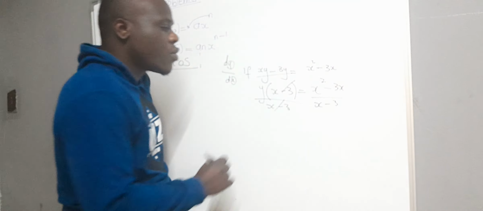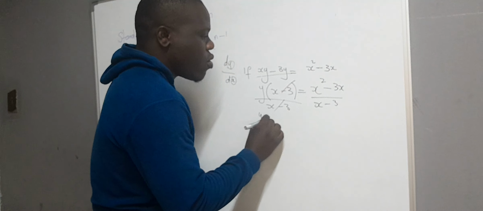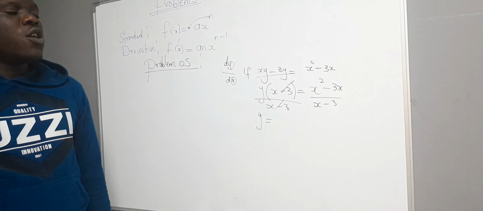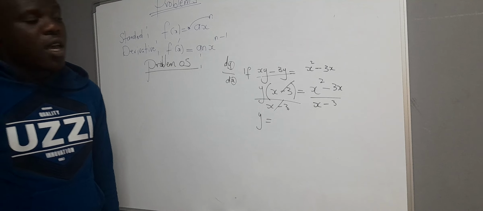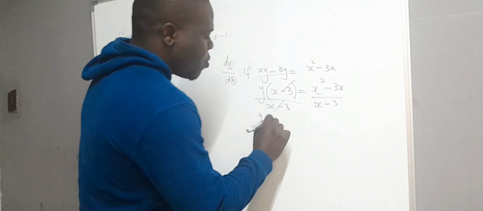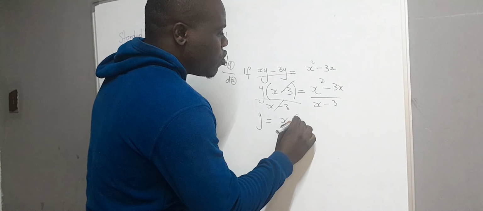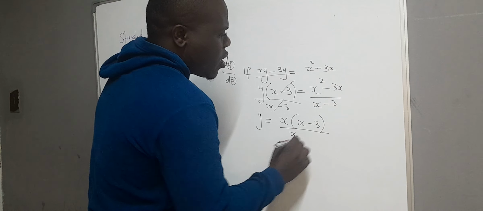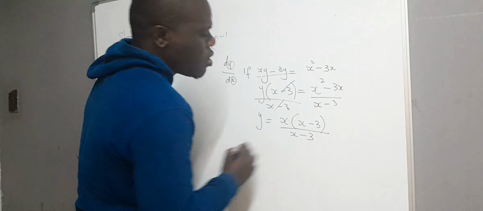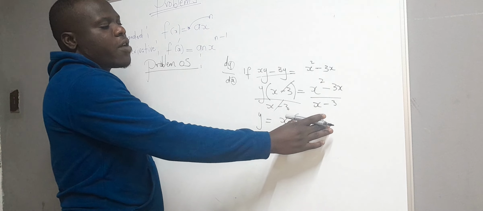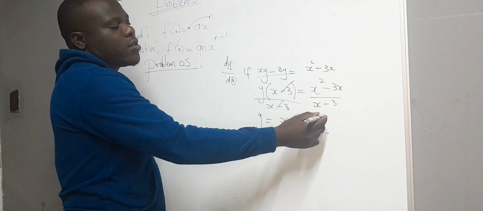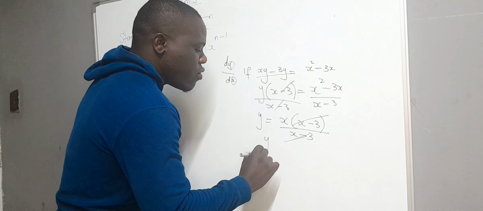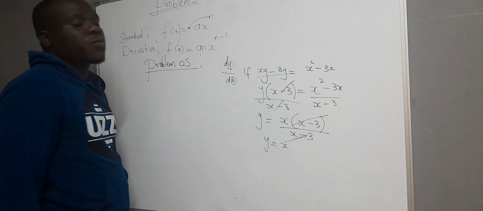This and that is going to cancel. Then you're going to have y equals to this on top. So you need to take out x as a common factor on top. It means you're going to have x into x minus 3 all over x minus 3. Here I have x minus 3 and here I have x minus 3. This and that is going to cancel. Then you're going to have y equals to x.